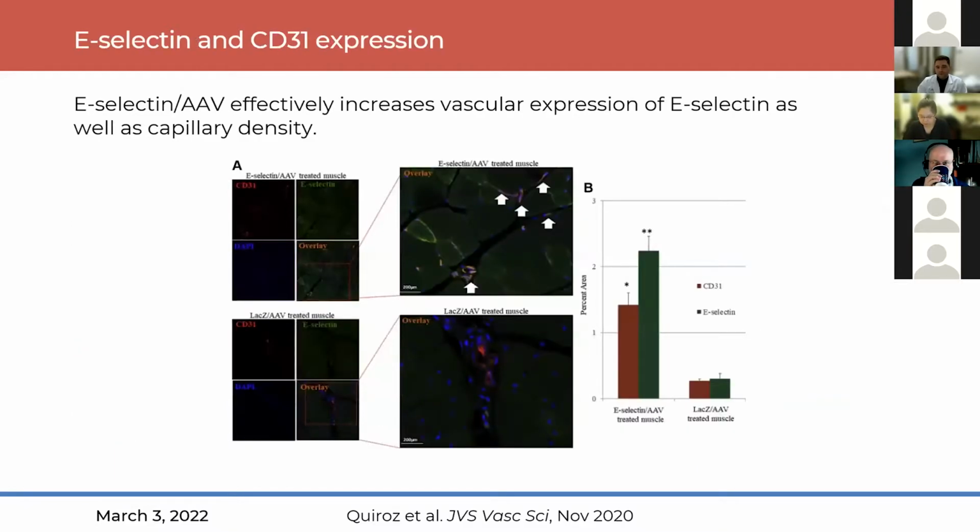So then we harvest the muscle again at the same time point 2 weeks after surgery and do some histological analysis. So this here is just demonstrating E-selectin expression in the local vasculature. In the top larger image, this is a co-staining for CD31, an endothelial cell marker, as well as E-selectin. You can see E-selectin expression specifically in those endothelial cells. Whereas in the LacZ treated muscle in the lower image, we see some CD31 expression, but no real E-selectin positivity.